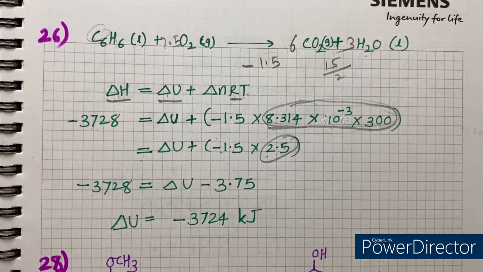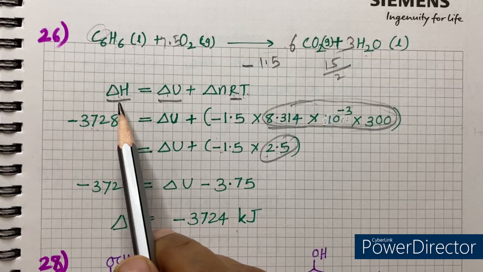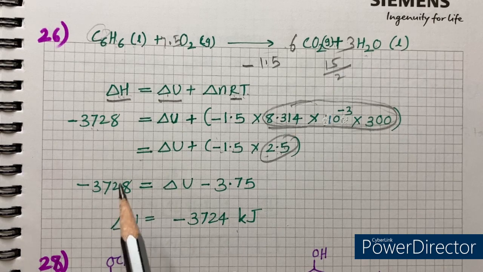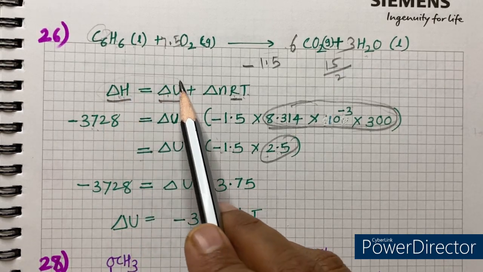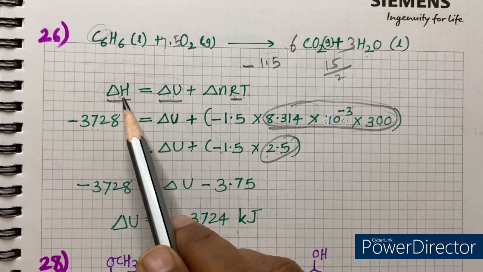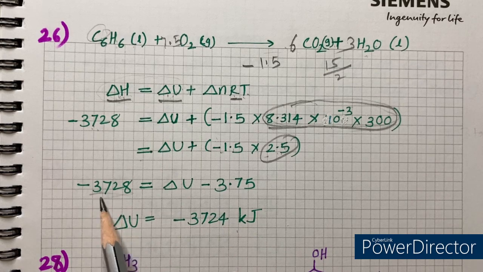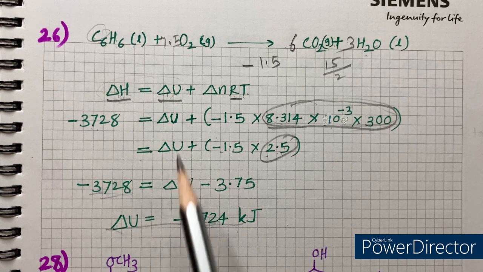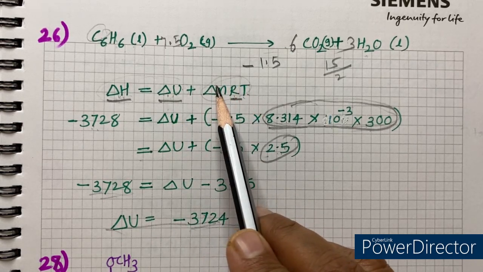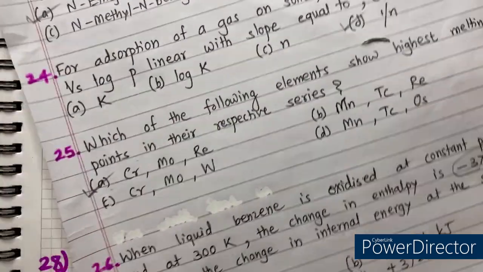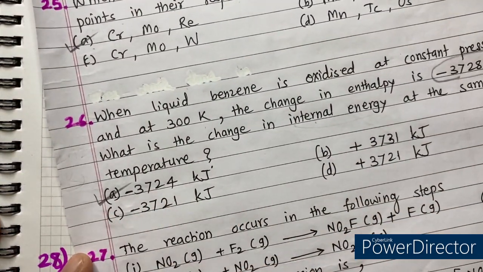Now here one more tip. The difference between this delta H and delta U is very small. They differ only by a small value, not much difference between them. See this, this is delta H and this is delta U. There is less difference because they differ only by this much amount. So the answer is delta U is minus 3724, that is the answer.